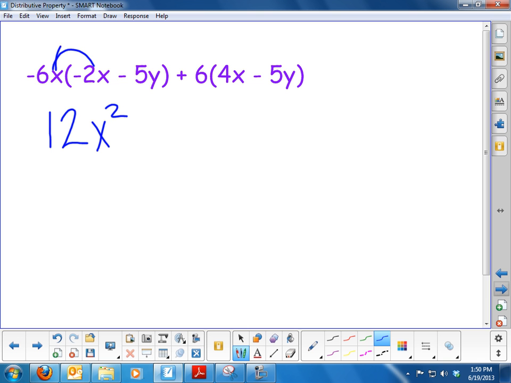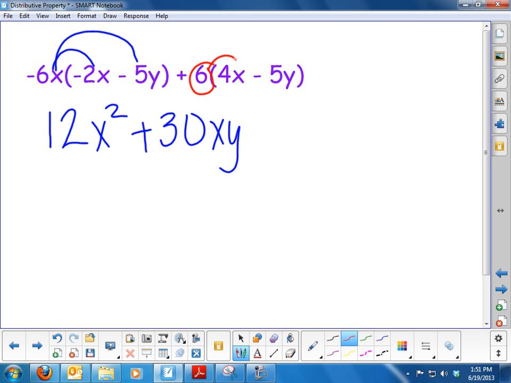Now I need to distribute negative 6x to the term negative 5y. What's a negative 6 times a negative 5? That's a positive 30. What's x times y? xy, or yx, same thing. Now, I'm ready to distribute again. I have my other set of parentheses here. This time I'm going to distribute a 6 to the 4x and a 6 to the negative 5y. 6 times 4x gives me plus 24x, and 6 times negative 5y is negative 30y.